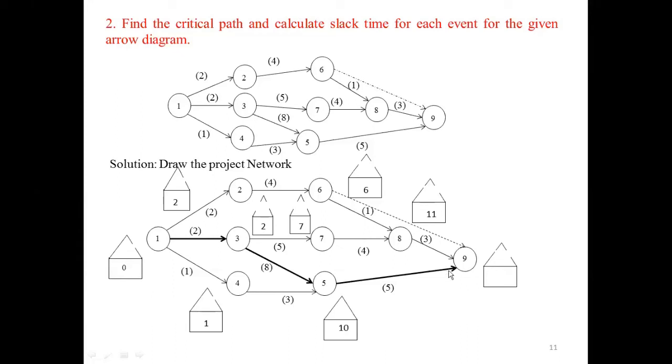For node 9, you have 2 paths, one from node 8, which will get 14. If you consider from node 5, 10 plus 5, you get 15. The maximum is 15, and hence you have to write 15.